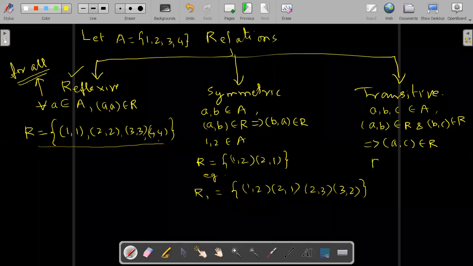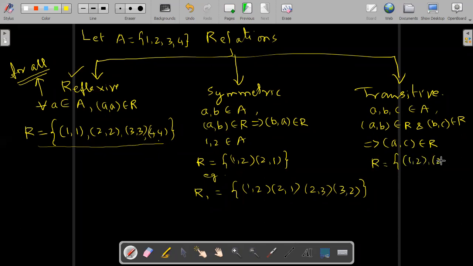For example, if 1 2 is there and 2 3 is there, then 1 3 must be there. Are you getting my point? So then it is transitive. Here also it is not necessary for transitive that all numbers should be there. We have to check the transitivity, and for example, we check whether it is transitive or not.